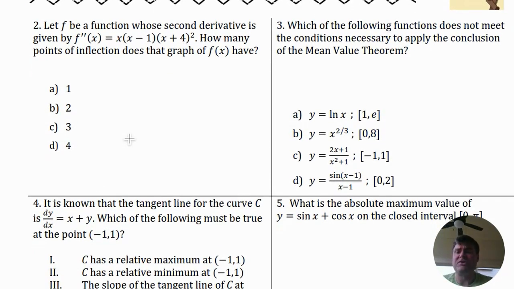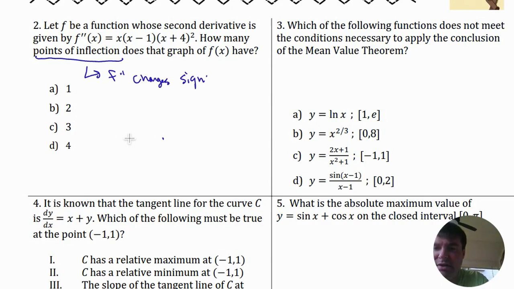But let's go ahead and get to number 2 right here. So we have a function whose second derivative is defined by, and we give you the second derivative. You can see it right there. It's already in factored form. How many points of inflection does the graph of f have? Points of inflection occur when f double prime changes signs. That's super important. It's not when f double prime is equal to 0. We only care about when this changes signs.